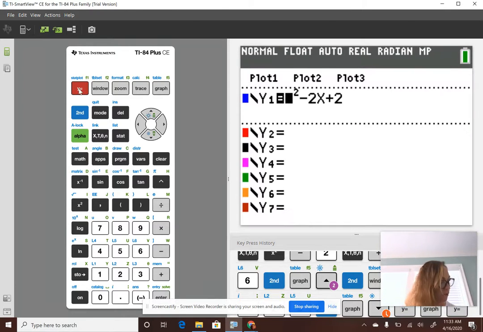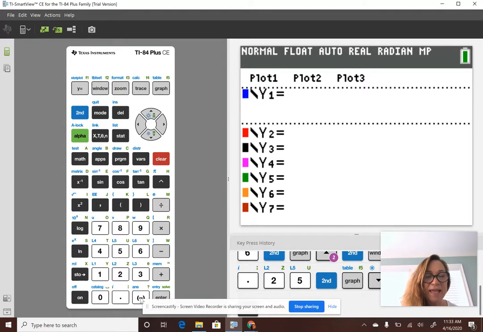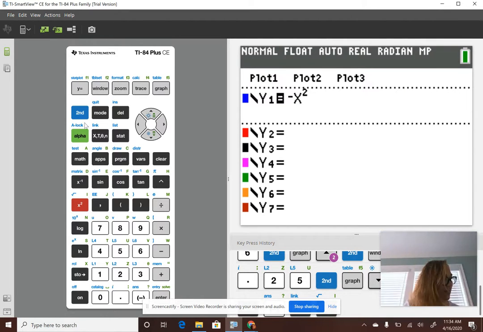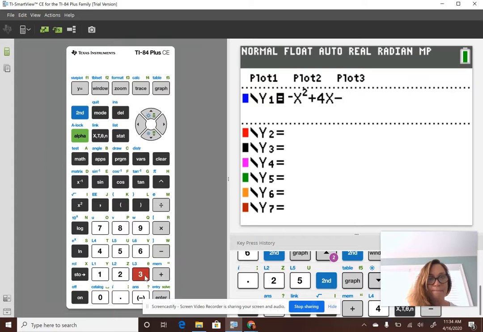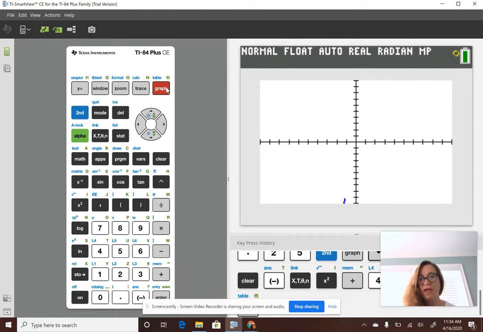And now for question 5. Oh, cool. It's got a negative in front. So the negative in front tells me that this is going to be what I would consider upside down. Normally they're right side up. So negative x squared plus 4x subtract 3. Okay, and now here's the graph.